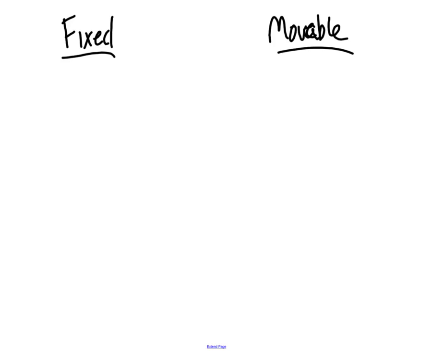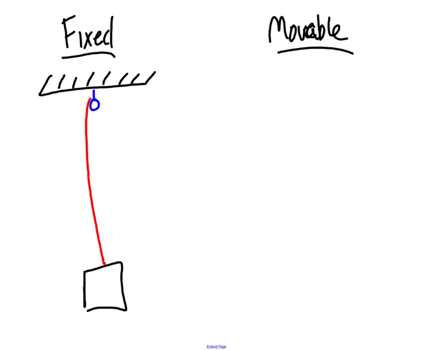So first, whenever I draw that symbol, it means a stationary object. So in this case, it could be like a ceiling, right? So a fixed pulley gets attached to a stationary object. It helps us lift things. So we take a rope, we go up around the pulley, and we come back down.